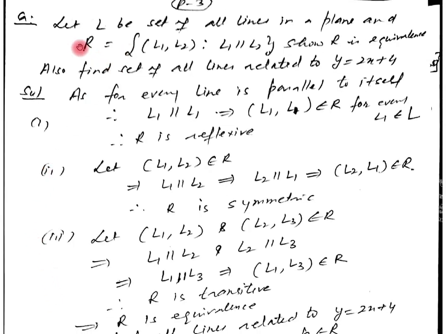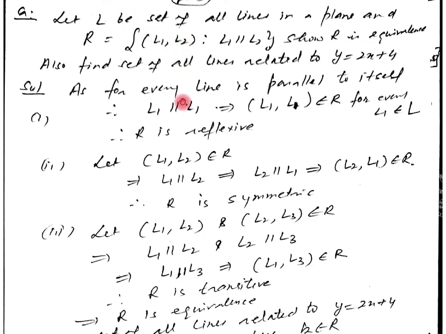Now let us see the next question. Let L be the set of all lines in a plane and relation R is defined by (L1, L2) where L1 is parallel to L2. Show that R is an equivalence relation and find the set of all lines related to y = 2x + 4. Now let us see the solution. We have to prove that R is an equivalence relation. Therefore we have to prove that this relation is reflexive, number one, symmetric, and transitive. All three conditions must be satisfied. Then we can say R is an equivalence relation.